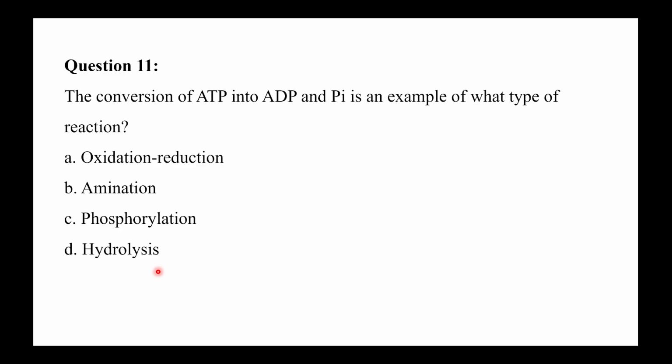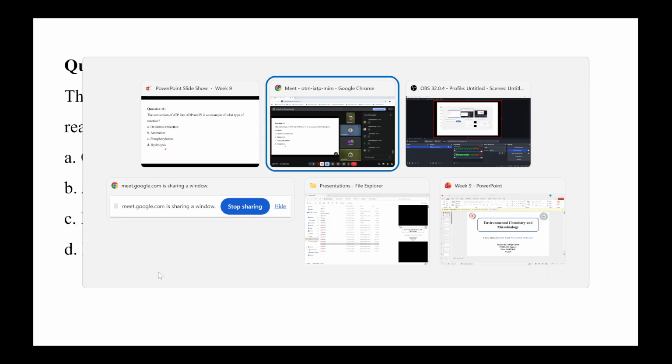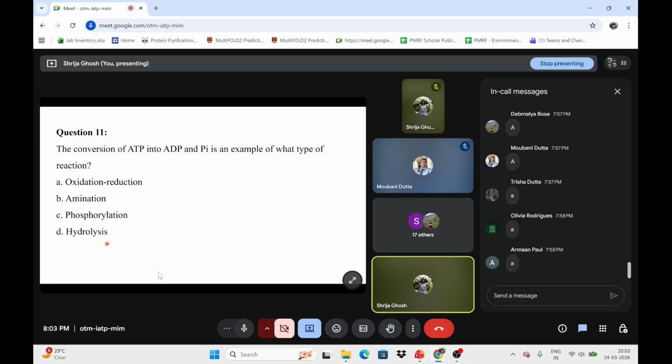Question number 11. The conversion of ATP into ADP and PI is an example of what type of reaction? Options are option A, oxidation reduction, option B, amination, option C, phosphorylation, and option D, hydrolysis. Write your answers in the chat box.